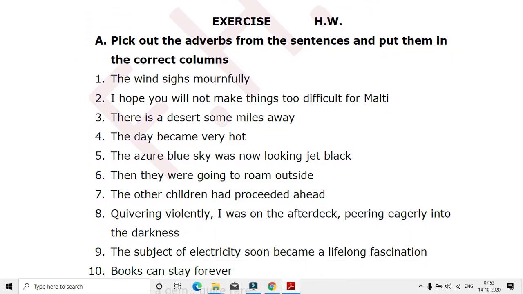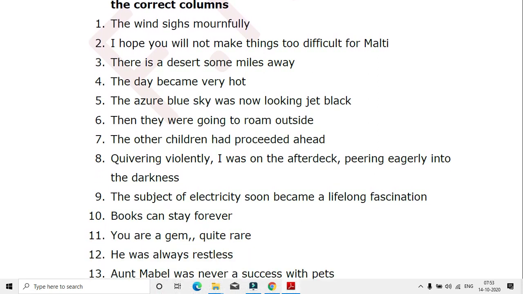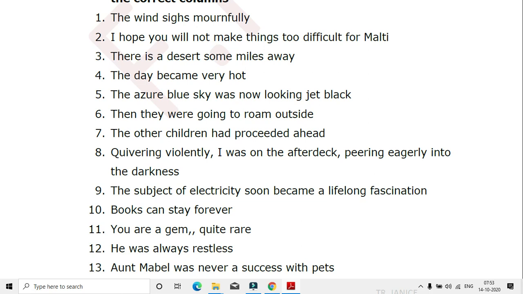I'll just read it out to you. Pick out the adverbs from the sentences and put them in the correct columns. So I've given you a table down. You have to put them in the respective columns. The wind sighs mournfully. I hope you will not make things too difficult for Malti. There is a desert some miles away. The day became very hot. The azure blue sky was now looking jet black. Azure means deep blue. Then they were going to roam outside.